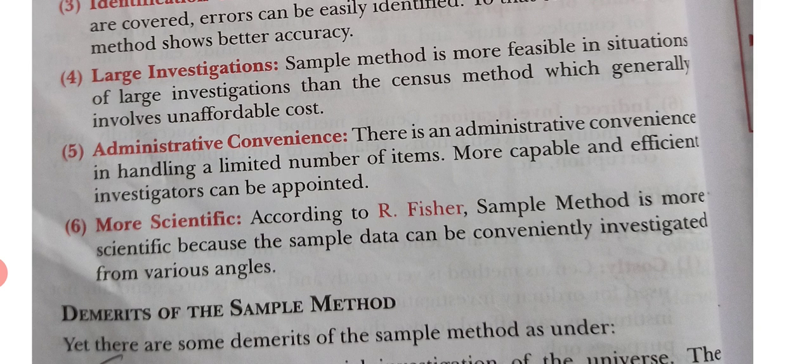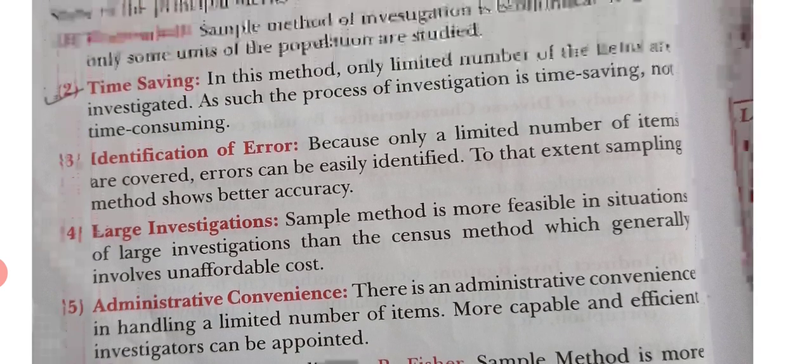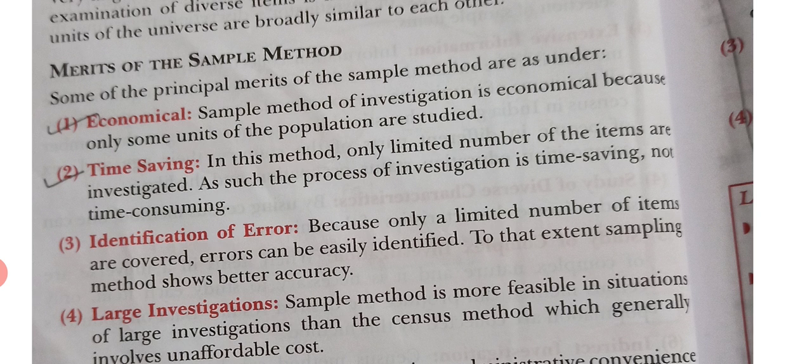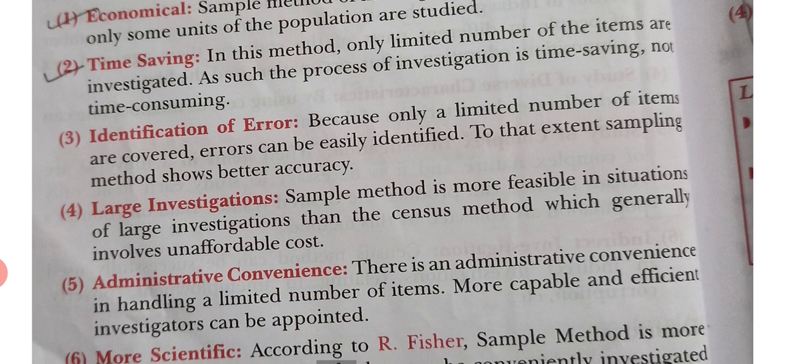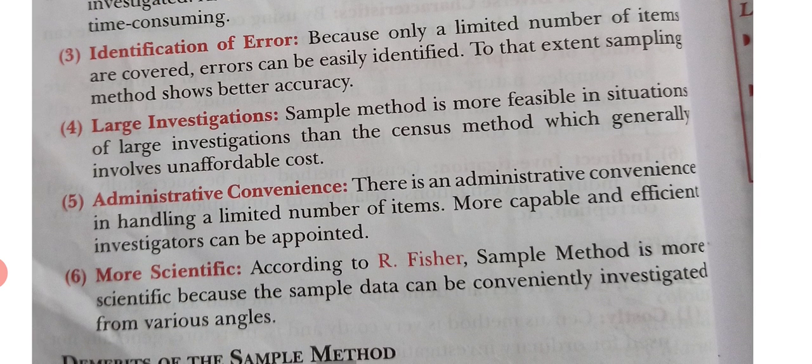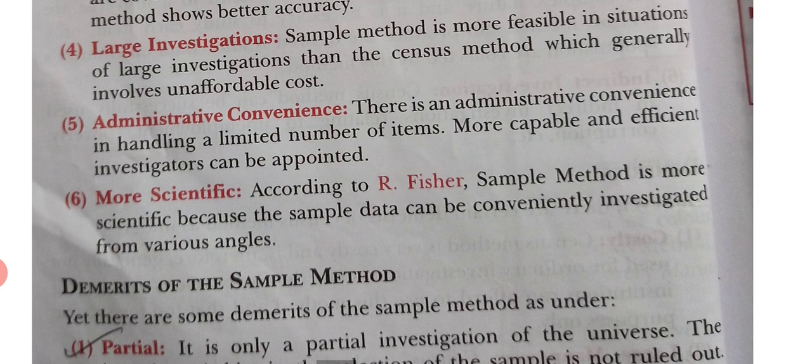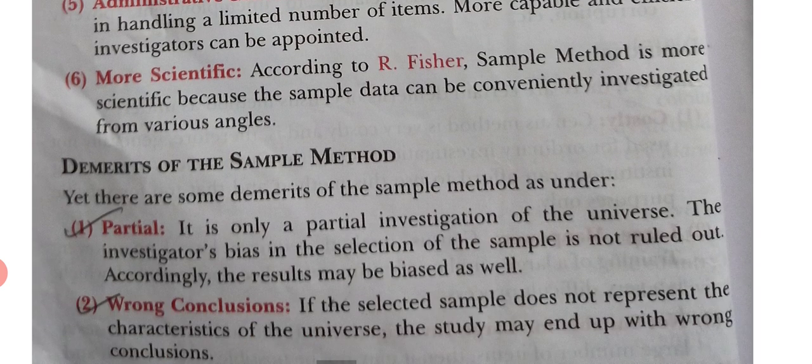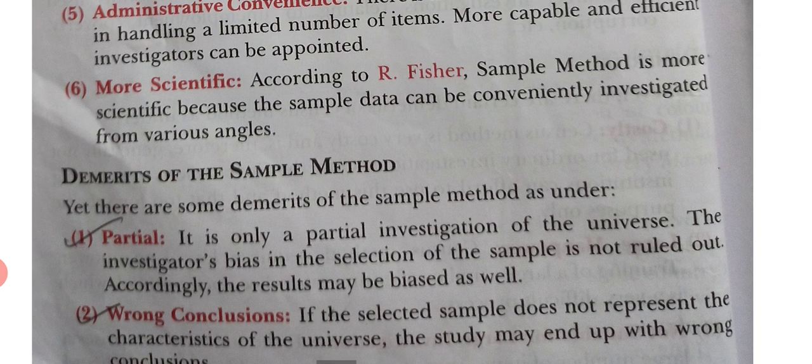This method is very much scientific because only a few items are selected, so we can get extensive information from those few items. Each and every angle can be studied, so that the conclusion drawn will be more reliable. So these are the different points of merits of the sample method: economical, time saving, identification of error, large investigations, administrative convenience, and more scientific. Now we will start with the demerits of the sample method.